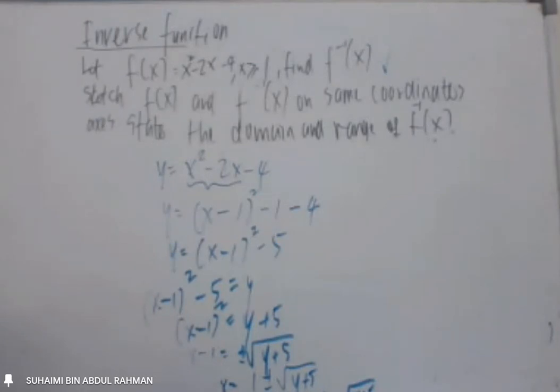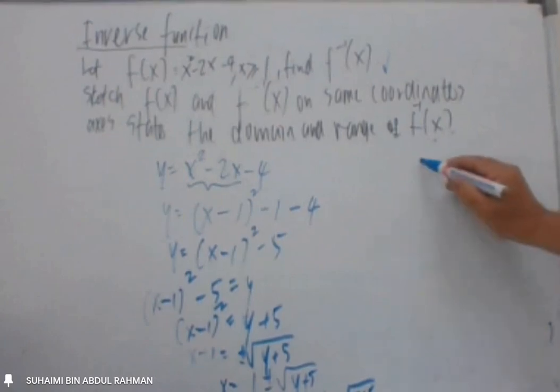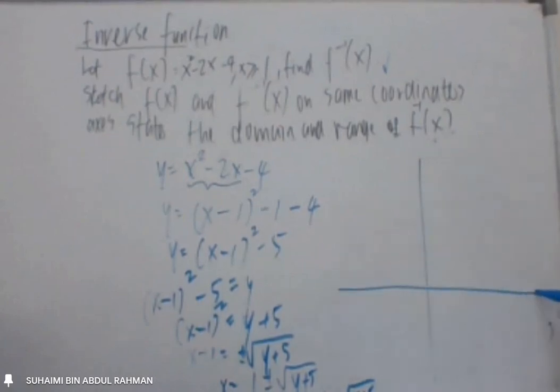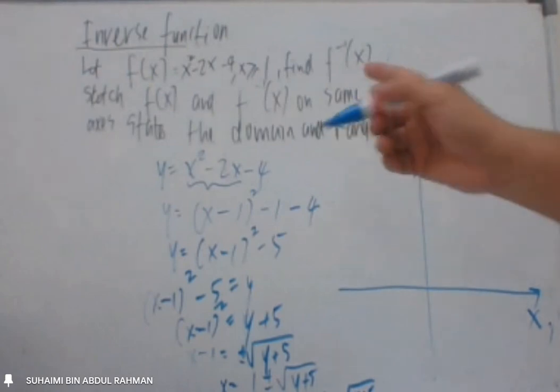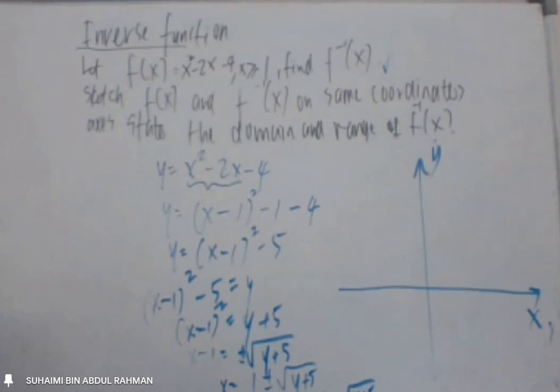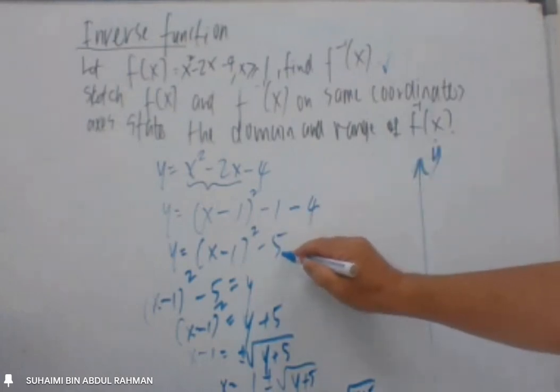Now we sketch the function f(x). The function f(x) is x minus 1 squared minus 5. This is the graph of f(x).